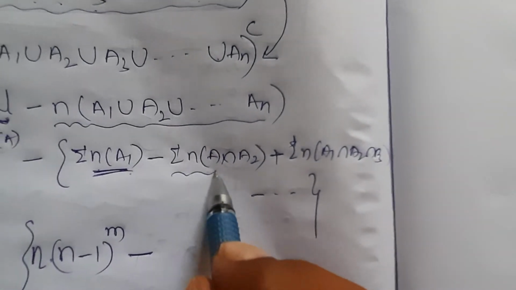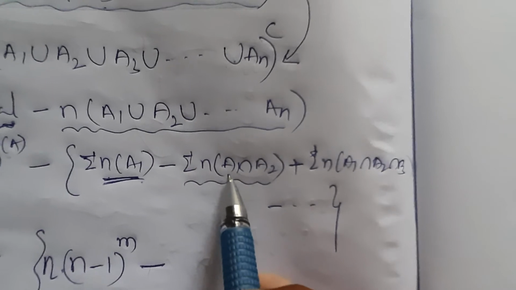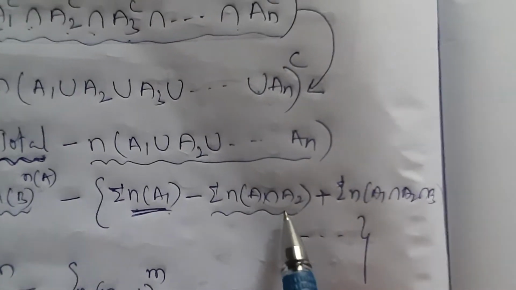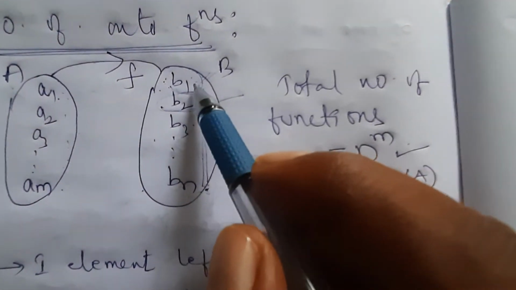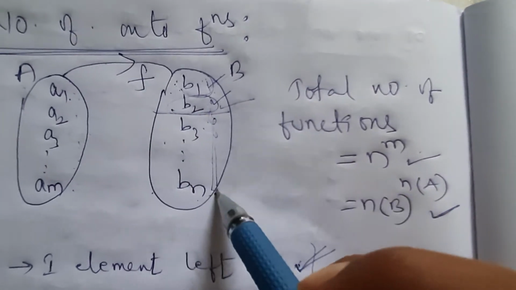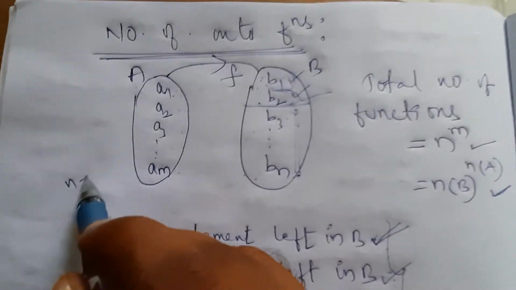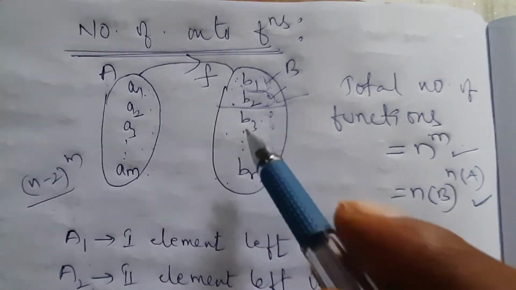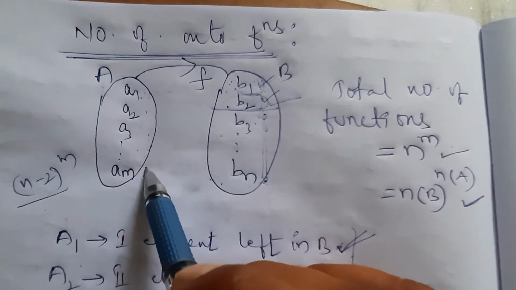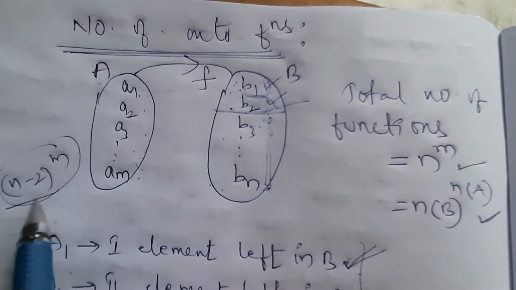Next, we will cross check. What about this value, sigma n of A1 intersection A2? What is the meaning? A1 means first element left in B, A2 means second element also left in B. So if you observe, first element left and second element left. If you leave these two elements, then how many remaining elements are there? n minus 2. Then how many functions can you form? n minus 2 whole power m. So for b1 b2, n minus 2 whole power m.